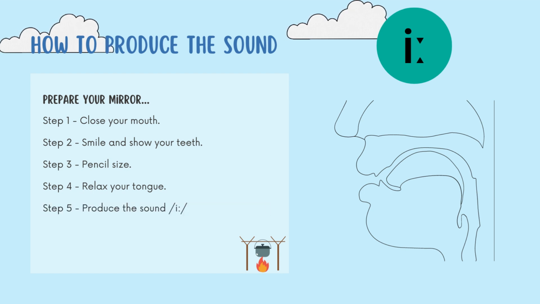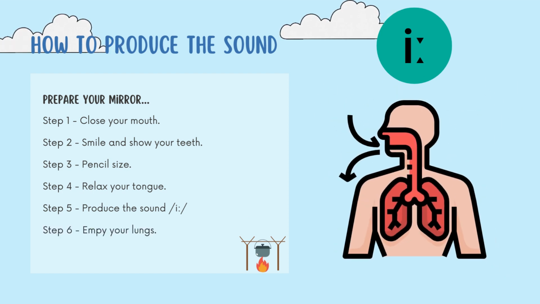Step number 5. Produce the sound E. Step number 6. Try to produce the sound until your lungs are empty. Oh well, I'm not going to do it that long, but listen how it is. E. Remember to show your teeth in front of the mirror.